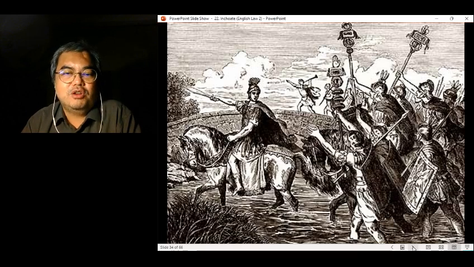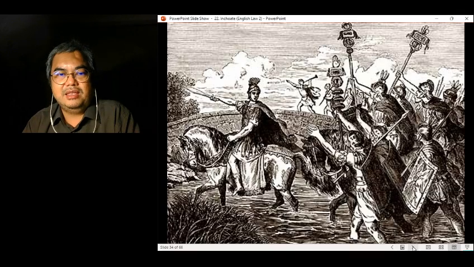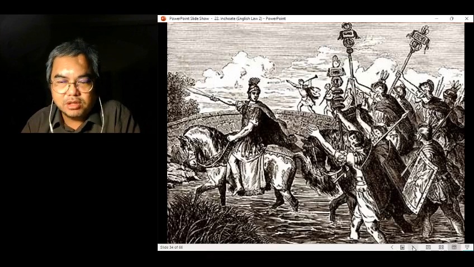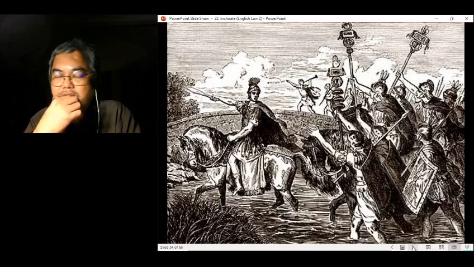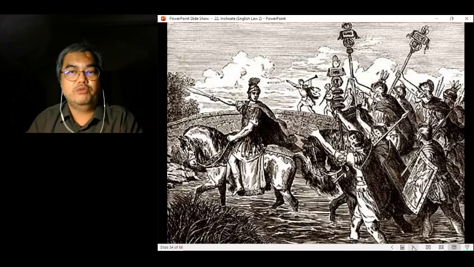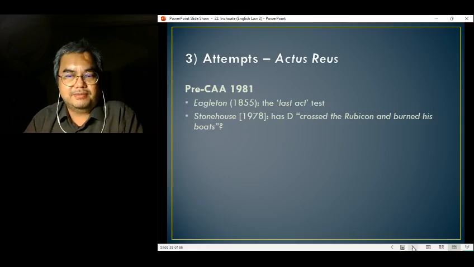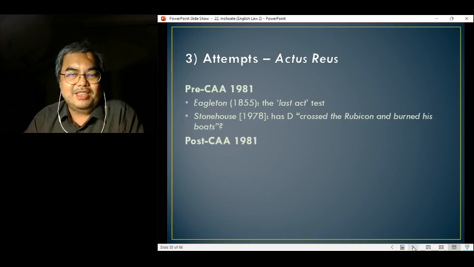And when he crossed the Rubicon, he basically said that the die is cast. Basically meaning that that's it. War has been declared. There's no turning back. So when you say that you cross the Rubicon and burn your boats, it means that you have passed the point of no return, right? That means you cannot turn back already. Not really very helpful though. If you think about it, it doesn't really help us to understand.